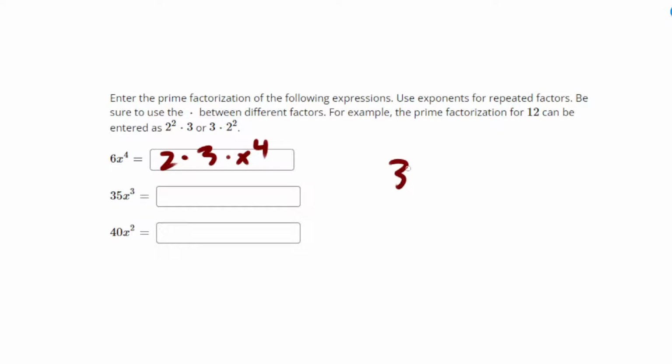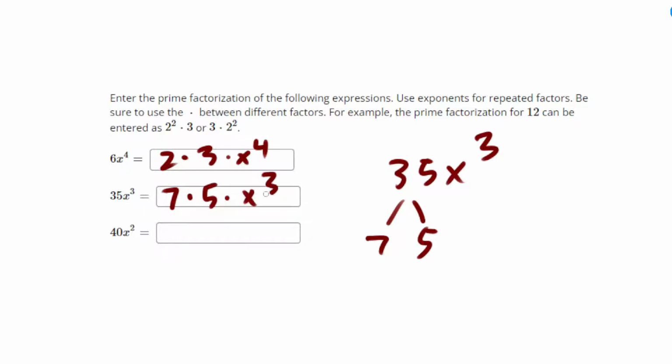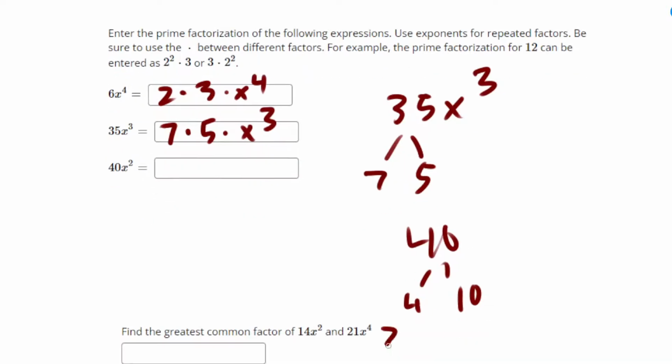Now this one we have 35x to the 3rd. We're just keeping the x still. So we have 7 and 5, and those are both prime. So 7 times 5 times x to the 3rd. And then 40 is going to be 4 and 10, which is going to be 2 and 2 and 2 and 5. So 2 to the 3rd times 5 times x squared.